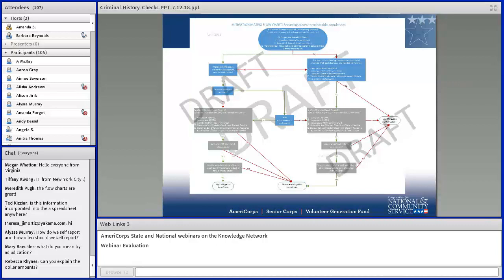There's a lot of documentation that you have to provide. And then when you self-report, you don't just send a check, or the commission shouldn't just send a check to CNCS. You need to wait until you receive a debt notification letter from the corporation.